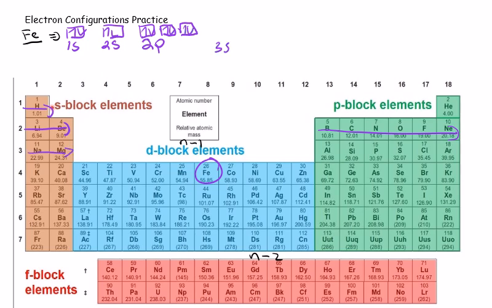Then keep going because we're not at iron yet. We fill 3s again with 2. We've got to still keep going, fill the entire 3p. Again, completely filled with 6. 1 arrow up, 1 arrow down, 1 arrow up, 1 arrow down.